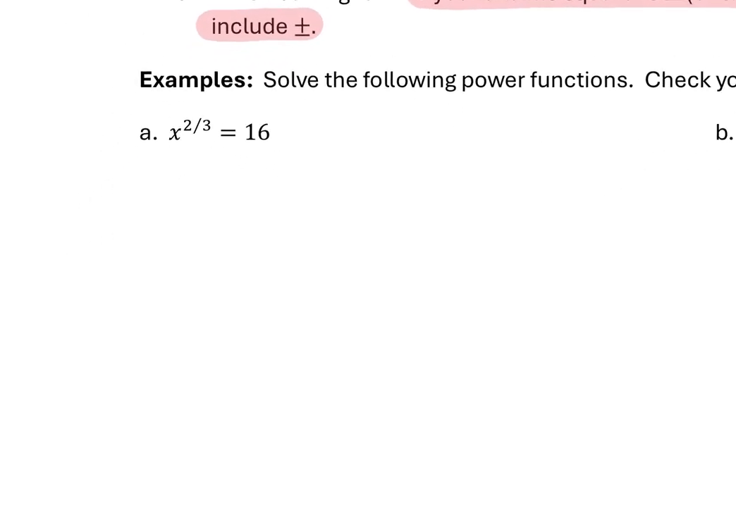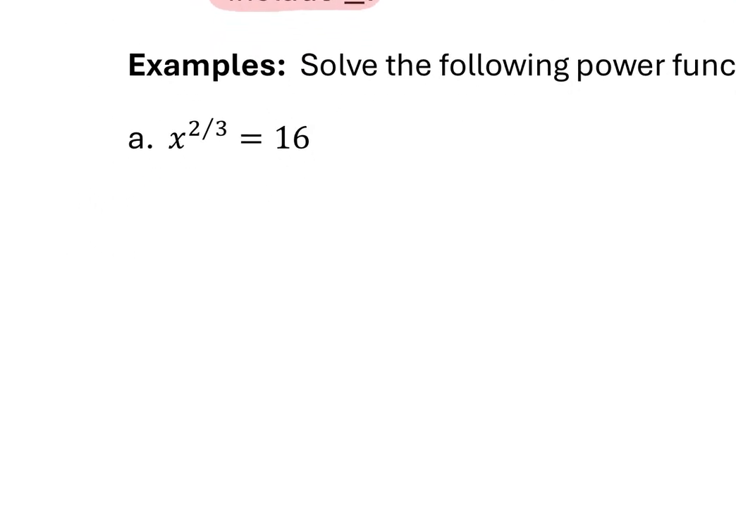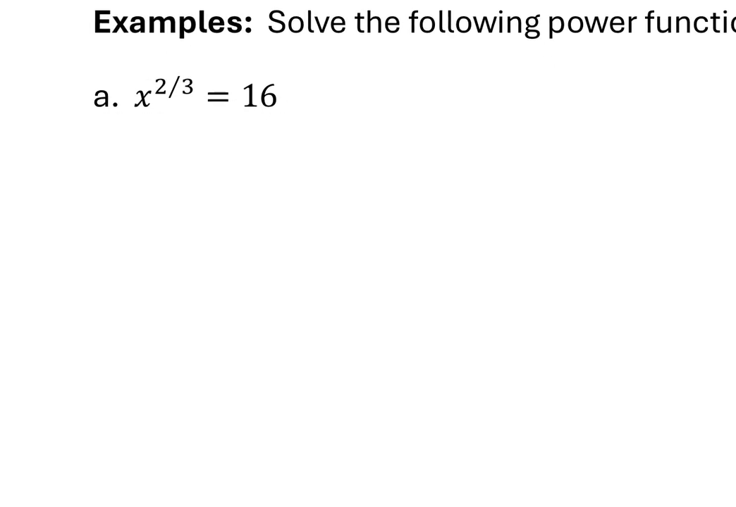All right, if we come to example A, we have x to the 2/3 equals 16. Now this is what I'm going to do. I'm going to do this two different ways. I'm going to start by rewriting this exponent as a root. So when we do this, remember that the numerator is going to stay with our variable. The denominator becomes the index.